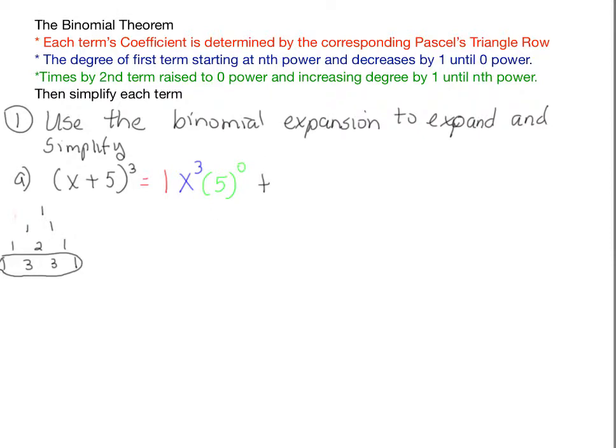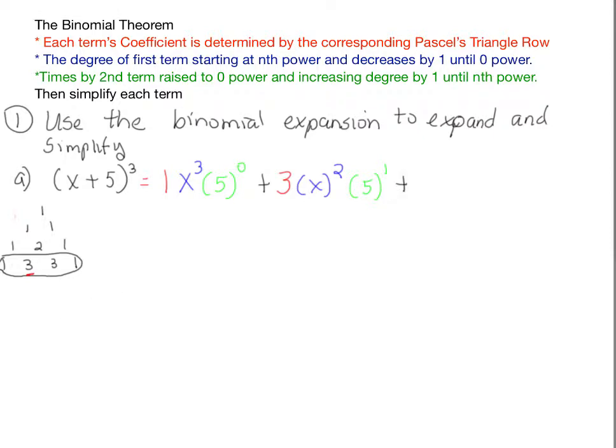So starting in Pascal's triangle, the second term was 3. I look at the first term in the binomial, which is x, and I'm going to raise that to the second degree this time, so it's going to be x squared. Now I'm going to times that by the last term of the binomial, which is 5, raised to the first power. Continue the process to our next term, so term 3.